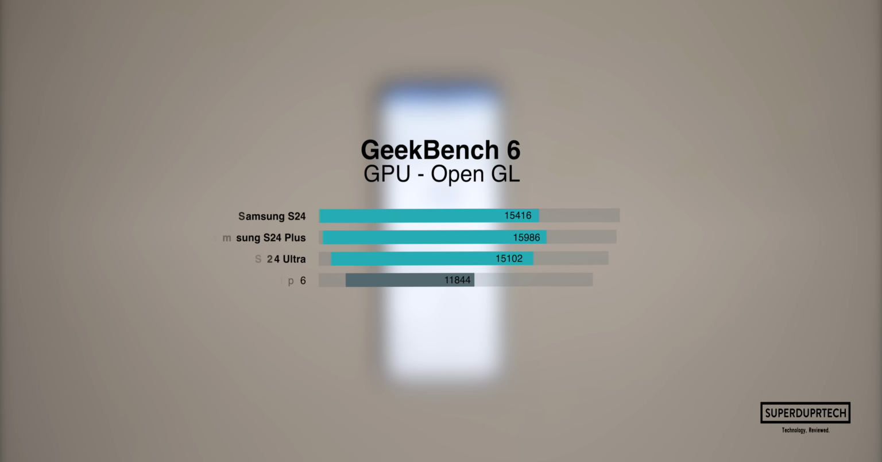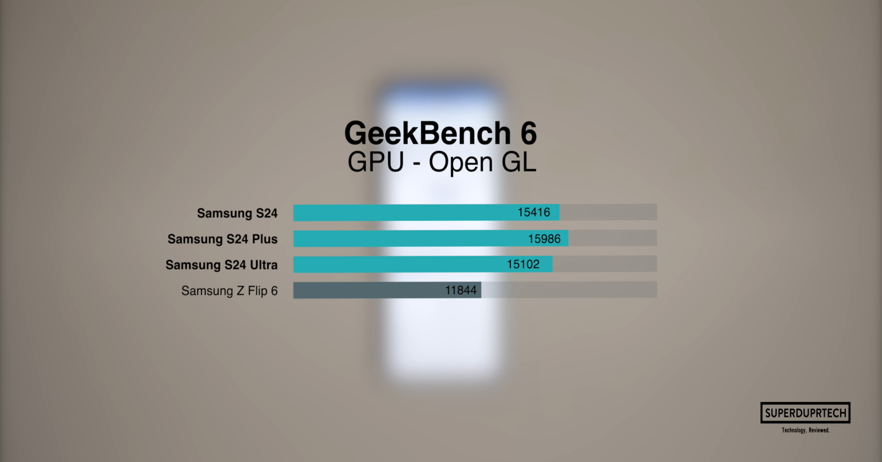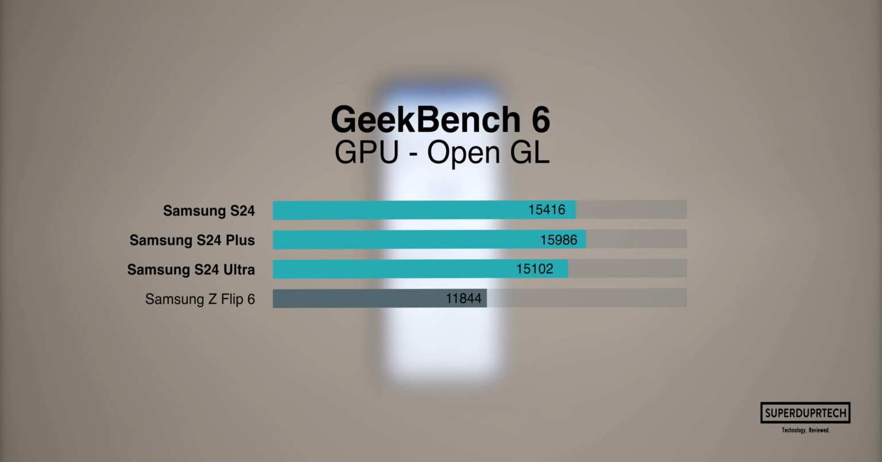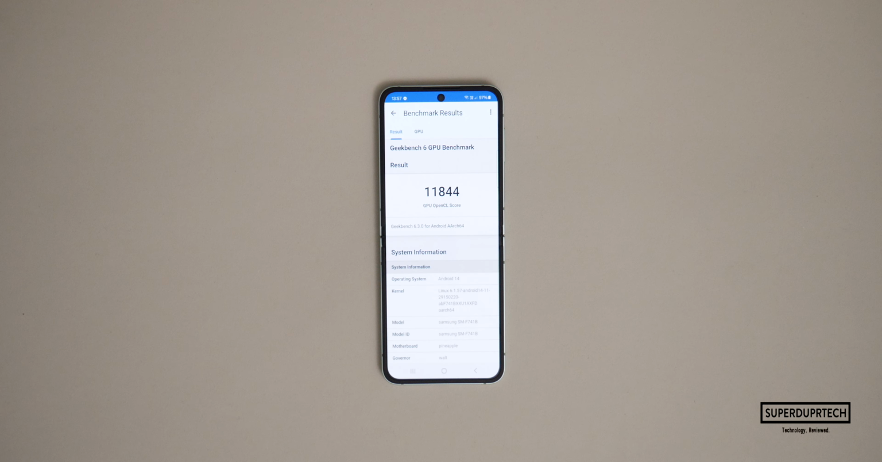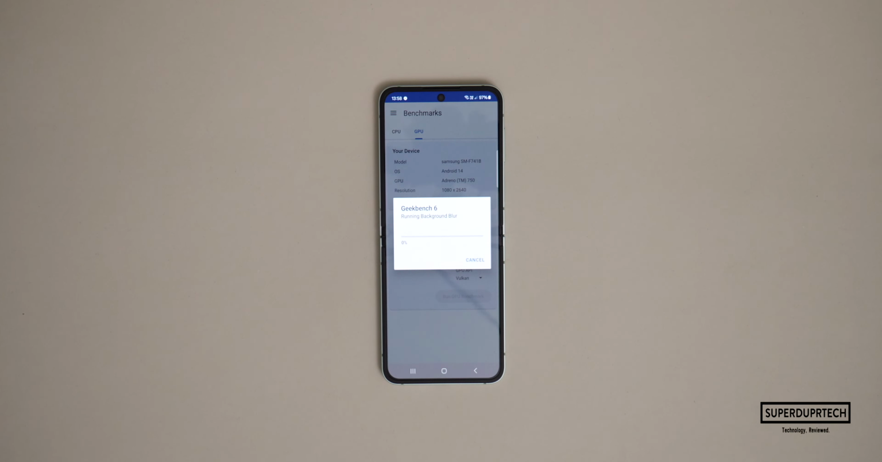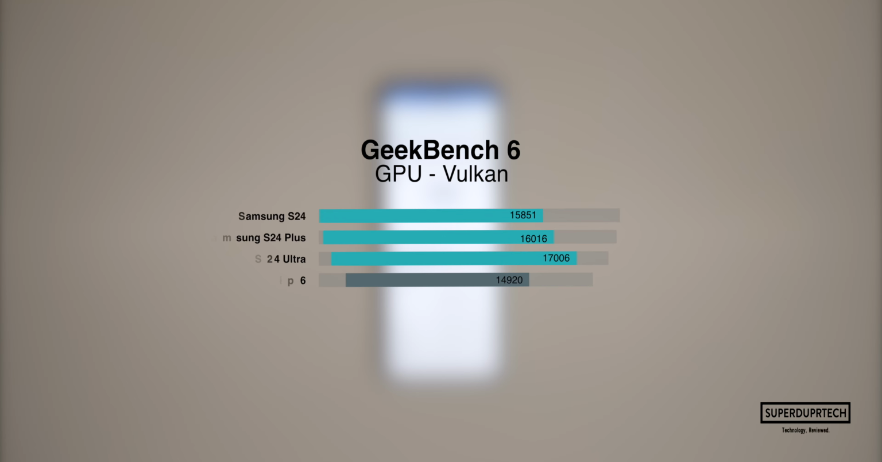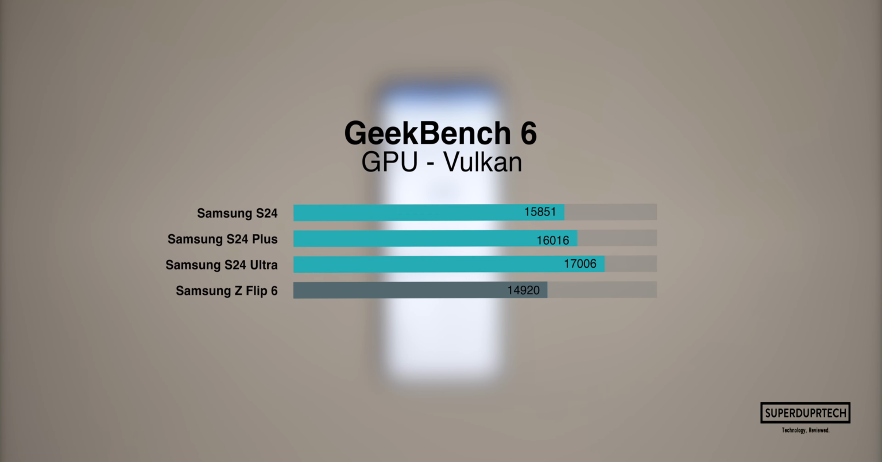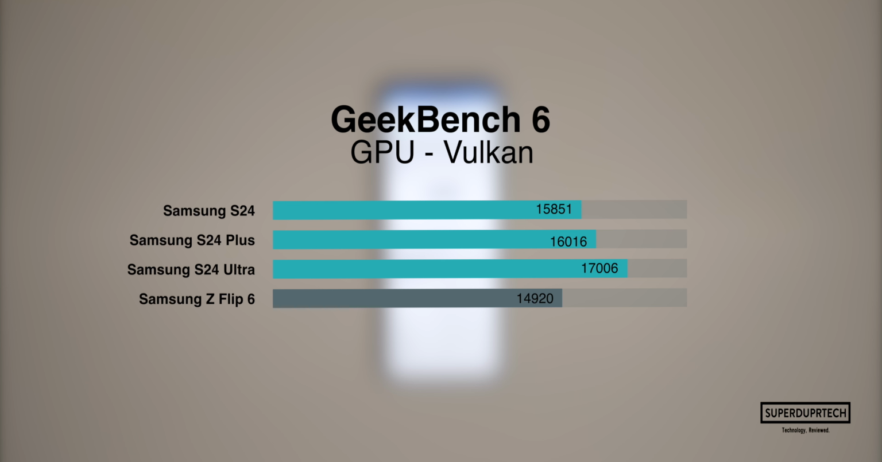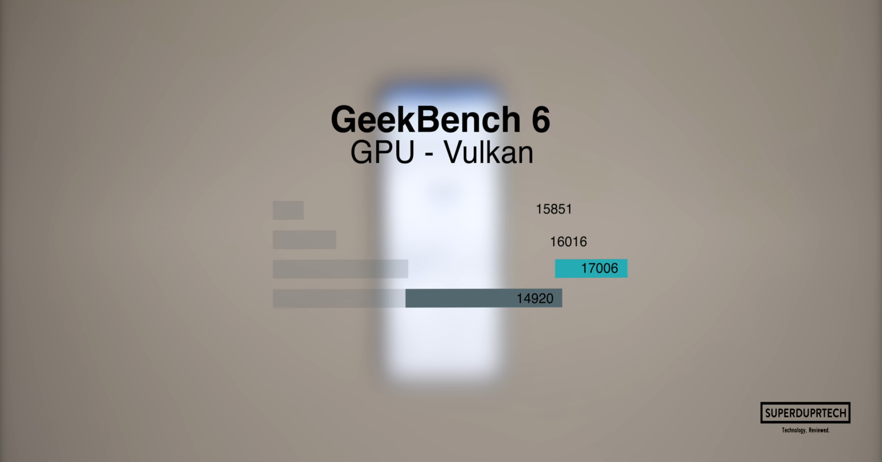11,844. I think the interesting thing to take note here is the S24, the S24 Plus along with the S24 Ultra all scored above 15,000 points in this specific test, whereas the Z Flip 6 scored 11,844. I wanted to then see if this was a particular trend, so I ran the Vulkan compute test, and when running this test on the Z Flip 6 I got a score of 14,920, which once again is lower than even the 15,851 points that we got with the S24, and it's certainly lower than the 16 and 17,000 plus points that we see with the S24 Plus and the S24 Ultra.